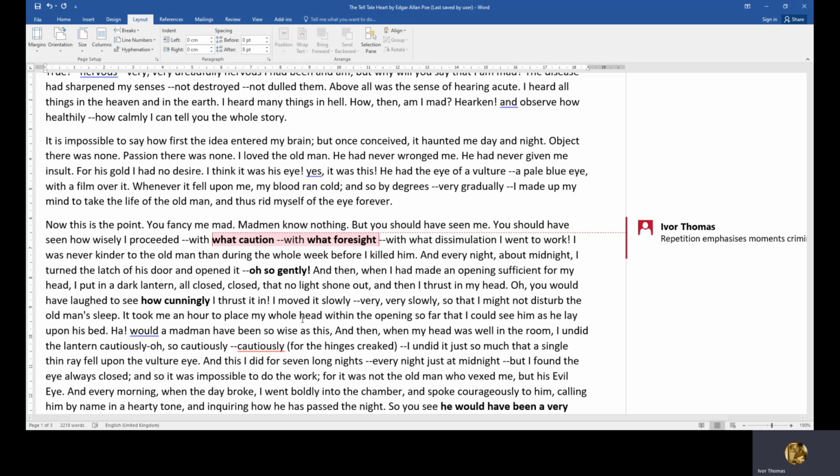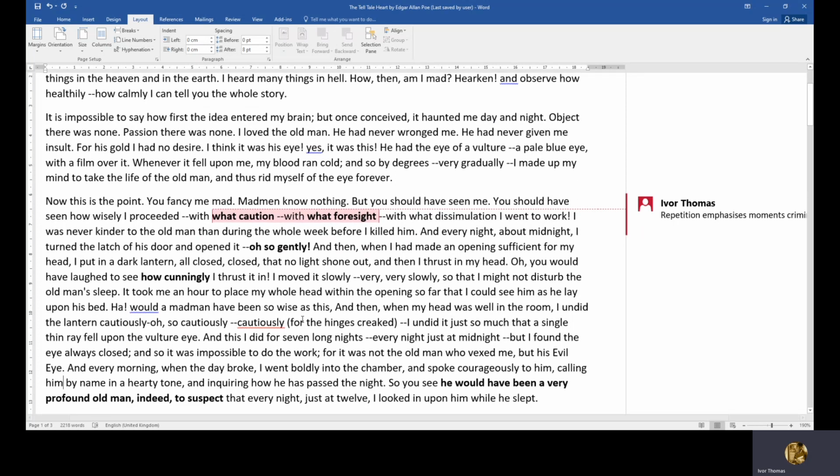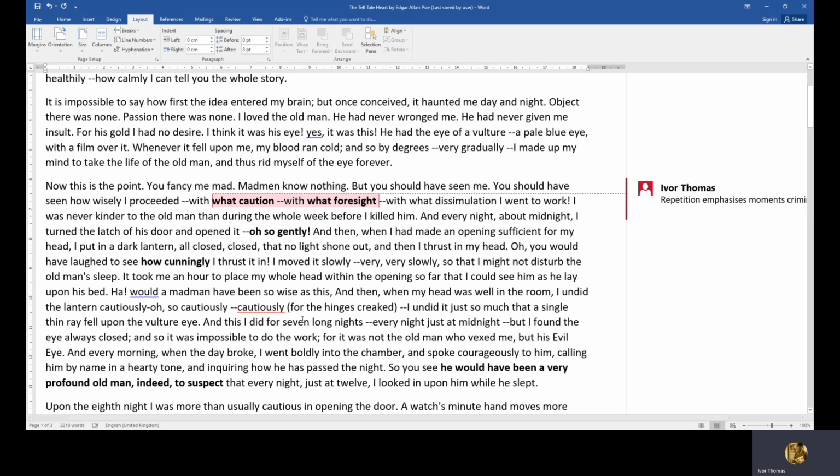"And this I did for seven long nights, every night just at midnight, but I found the eye always closed, and so it was impossible to do the work, for it was not the old man who vexed me, but his evil eye." This lunatic, for want of a better expression, wants to remove the evil eye from the man. "And every morning when the day broke, I went boldly into the chamber and spoke courageously to him, calling him by name in a hearty tone, and inquiring how he passed the night. So you see, he would have been a very profound old man indeed to suspect that every night just at twelve I looked in upon him while he slept."